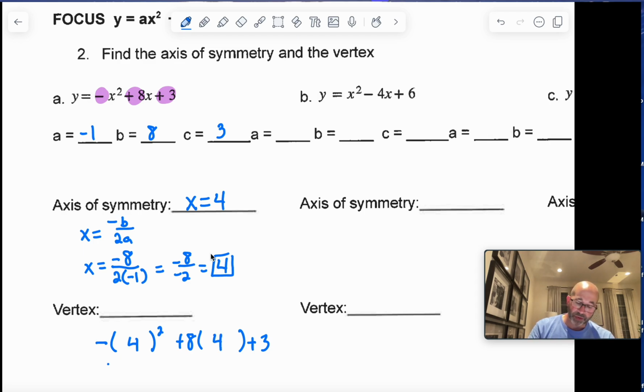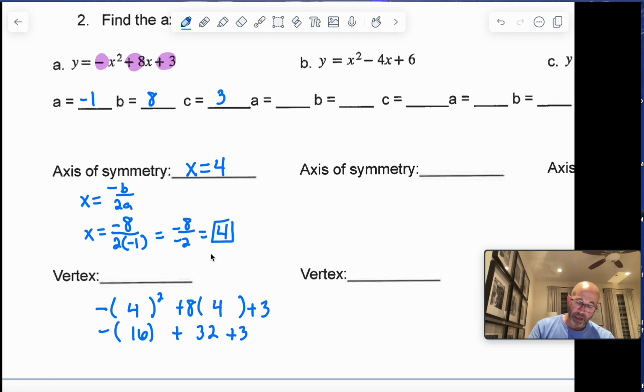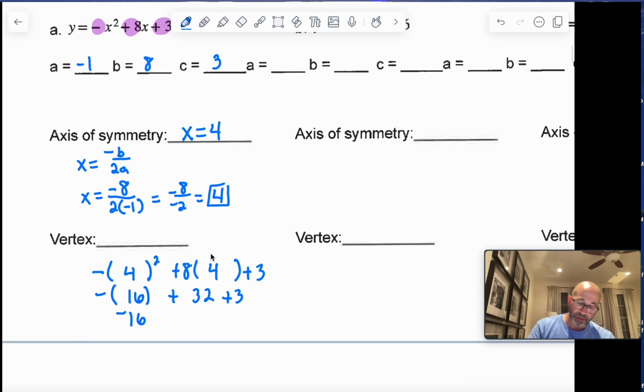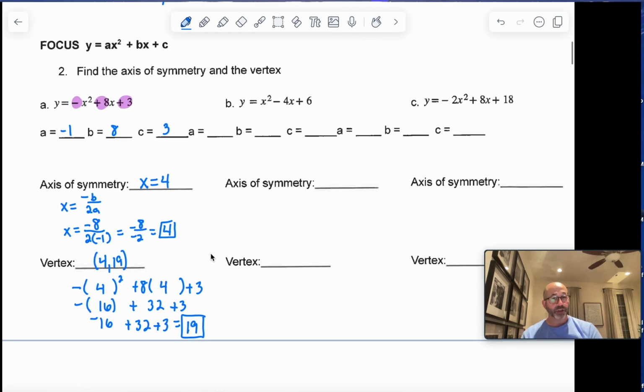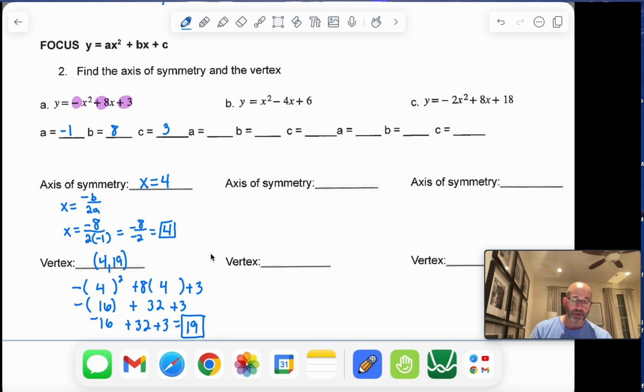So if we simplify this, we're going to have negative 4 squared will be 16. 8 times 4 is 32, plus 3. That will give me negative 16 plus 32 plus 3, which when we put that all together is going to equal 19. So if we take my x and y and put it together, we'll have a coordinate of 4 and 19. Now let me show you what this actually looks like, okay?